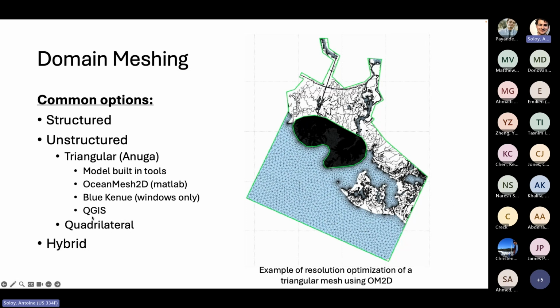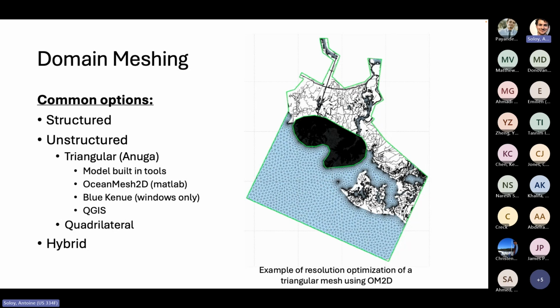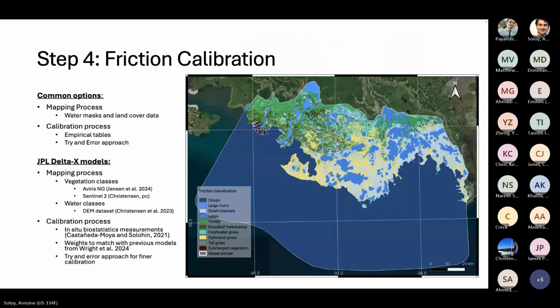Something I discovered recently is that QGIS also has some abilities to edit such meshes. So you can actually use QGIS to edit a triangular or unstructured mesh if you need to. All right.